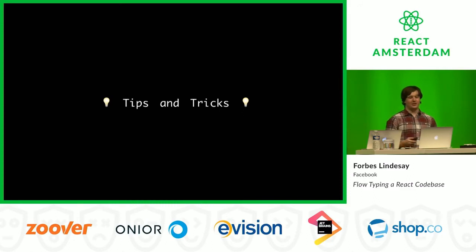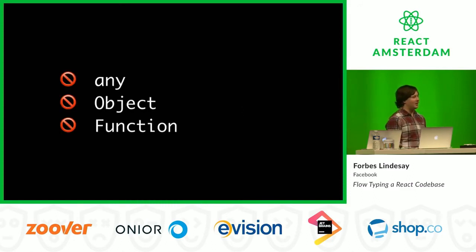Well, we mentioned any, object and function earlier, and now I'm afraid I'm going to have to tell you, don't use them. They're really unsafe. As soon as you have any, object and function in your code, unsafe values will begin to permeate through your application, and you'll start being unable to rely on the Flow type checks. So avoid them at all costs. If you can, don't use them.